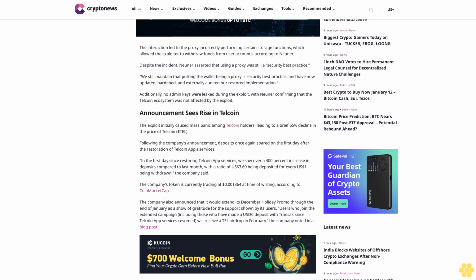The company also announced that it would extend its December holiday promo through the end of January as a show of gratitude for the support shown by its users. Users who join the extended campaign, including those who have made a USD deposit since Telcoin app services resumed, will receive a TEL airdrop in February, the company noted in a blog post.